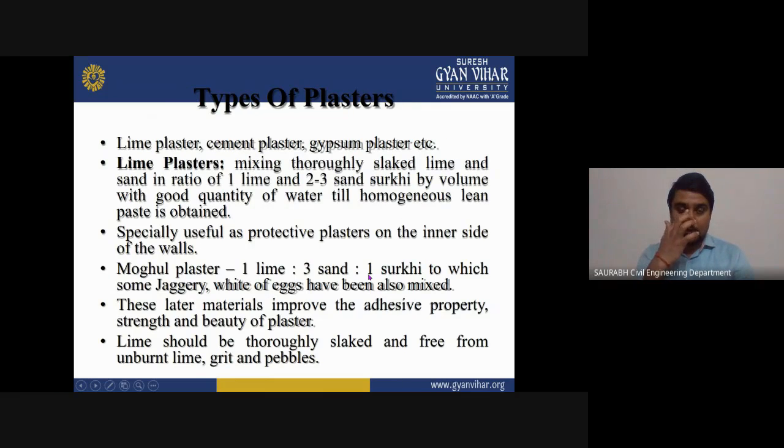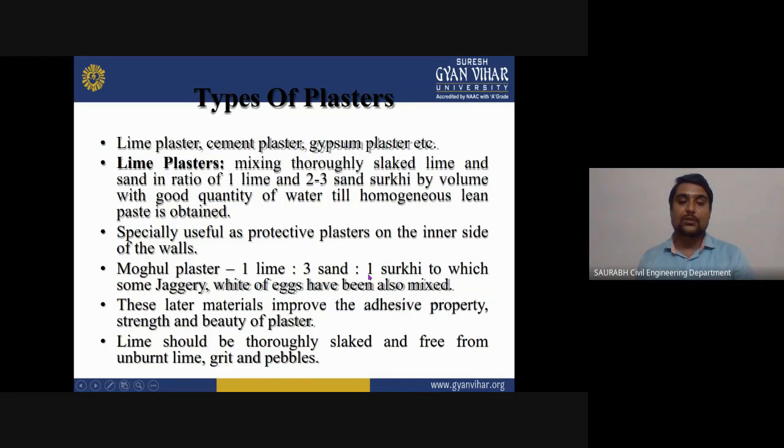Now we will come to the types of plasters. There is lime plaster, cement plaster, and gypsum plaster. Lime plaster is made by mixing thoroughly slaked lime and sand in the ratio of 1 to 2 or 3 sand or surkhi by volume with a good quantity of water till a homogeneous lean paste is obtained. Especially useful as protective plastering on the inner side of the wall.